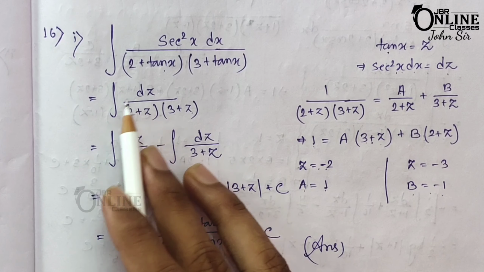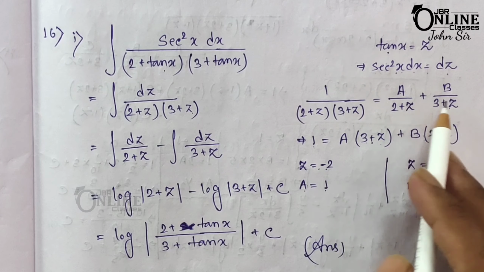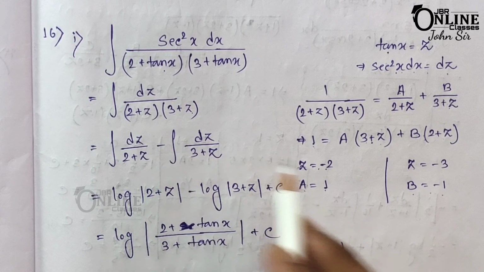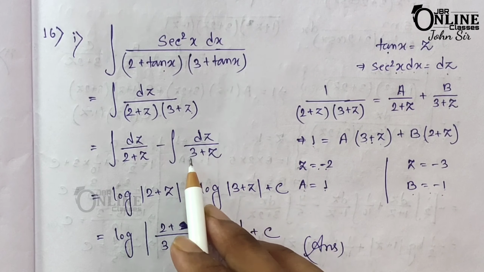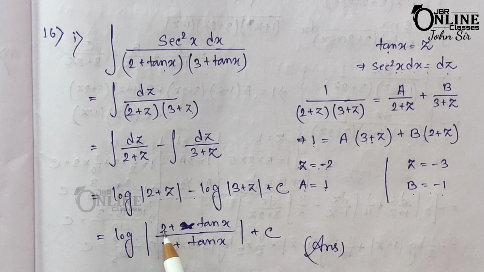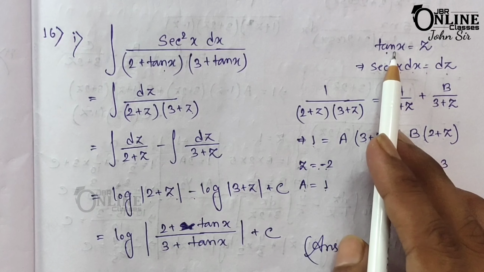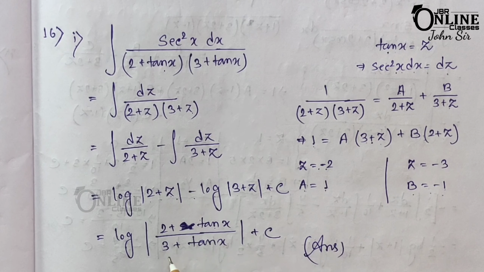Now you have to write down the integration in this form. Here a equals 1, that means integration of 1 by 2 plus z dz, minus integration of dz by 3 plus z, as b equals minus 1, that's why minus here. As you know, the integration of 1 by 2 plus z is log of 2 plus z, and here log of 3 plus z. Now you know the formula of log a minus log b, that is log a by b. So here log of (2 plus z) by (3 plus z), as z equals tan x, you can write log of (2 plus tan x) by (3 plus tan x) plus c as your answer.